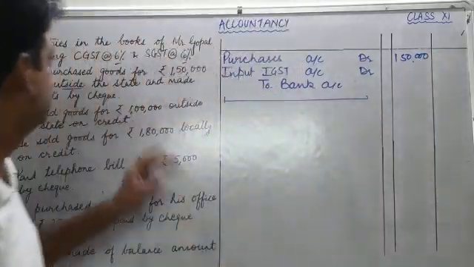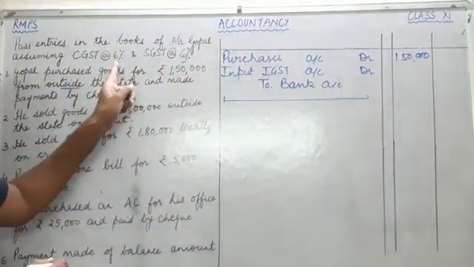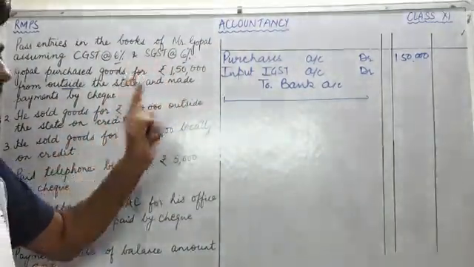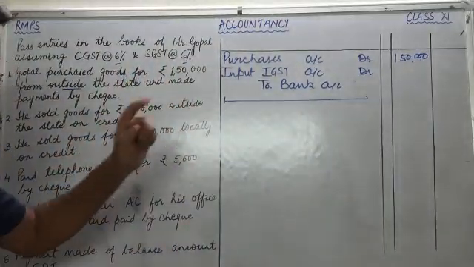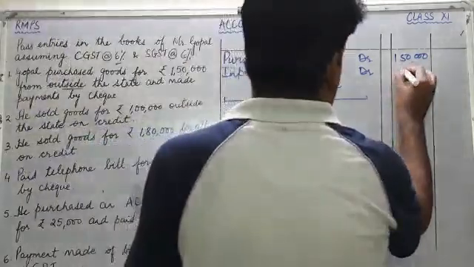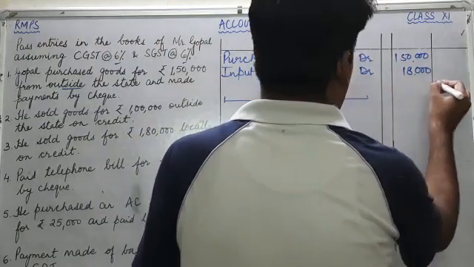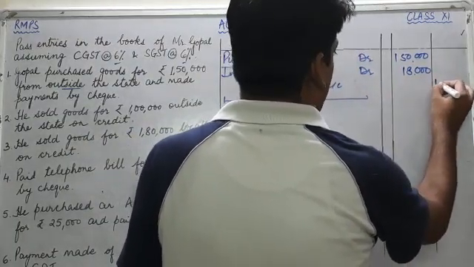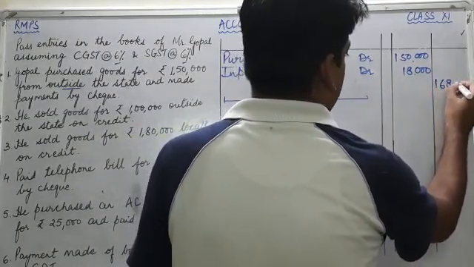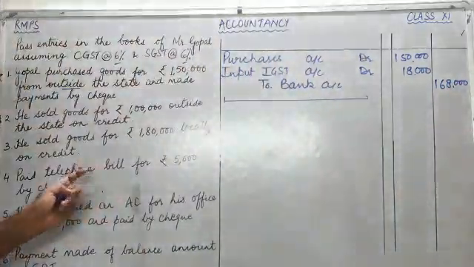And as I told you, CGST and SGST will be merged into IGST. So tax rate will be 6% plus 6%, that is 12%. So on 1,50,000, 12% will be 18,000. So the total amount to be paid to him will be 1,68,000. Okay. See one more transaction.